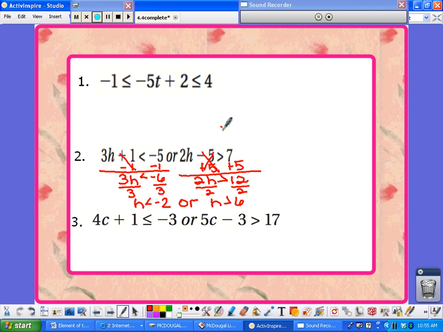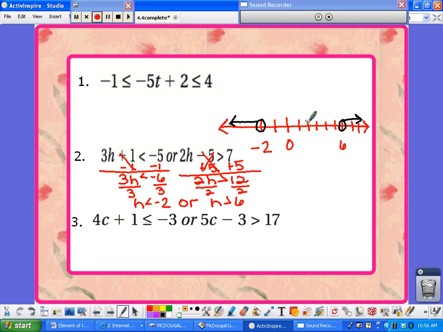So when I'm graphing this on my number line, I'm going to do this up here. Here's 0, negative 1, here's negative 2, and then 1, 2, 3, 4, 5, 6. Looking over here, h has to be less than negative 2, but not equal to. So I'm going to draw an open circle, and if h has to be less than negative 2, the more negative I go, the smaller it gets. H is greater than 6. It's not equal to, so again, an open circle, and h is greater than 6, so I have to draw my arrow or my line this way.